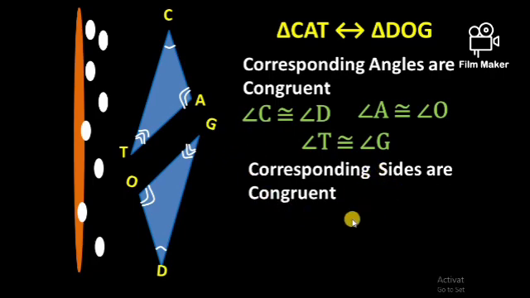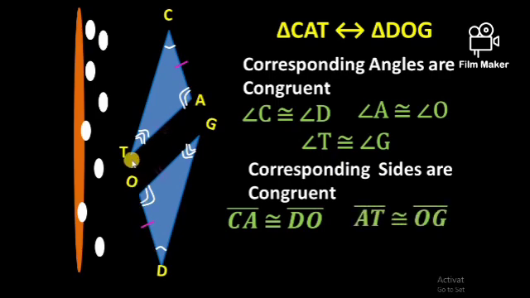At kapag ang mga corresponding sides are congruent, katulad ng segment CA is congruent to segment DO, segment AT is congruent to segment OG, and segment TC is congruent to segment GD. Tingnan nyo mabuti ang mga markings. Lahat ng may parehas na markings, ibig sabihin sila ang may magkaparehas na sukat.